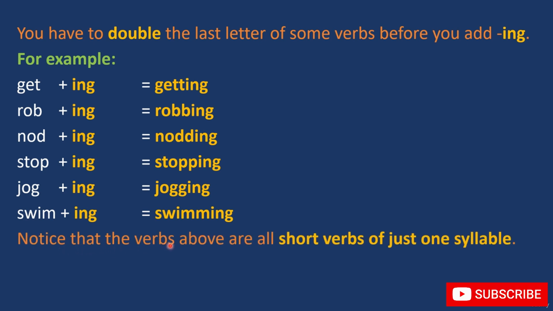Note that the verbs above are all short verbs of just one syllable. When I say short, it means that we have just one vowel, or if we have two vowels together they form just one syllable. So again, all these verbs are short verbs. What are short verbs? We have just one syllable. One syllable means that we have only one vowel in this verb, or if I have two or three vowels, they stick together to form just one sound. This is the word syllable. They are short verbs.